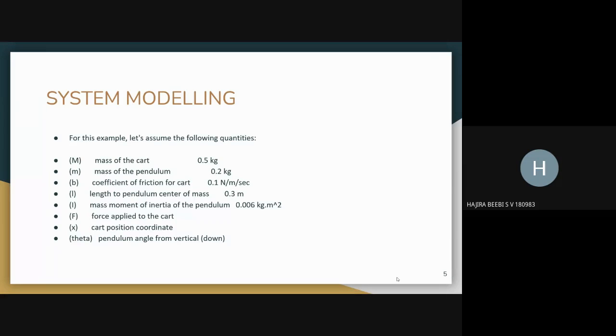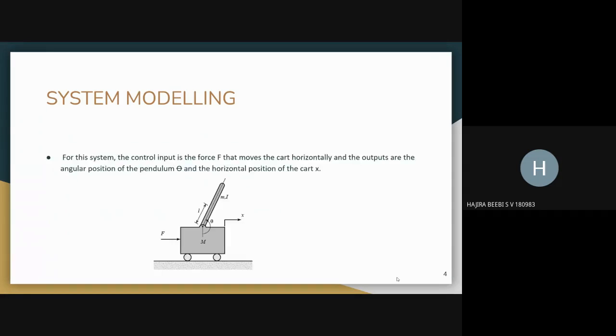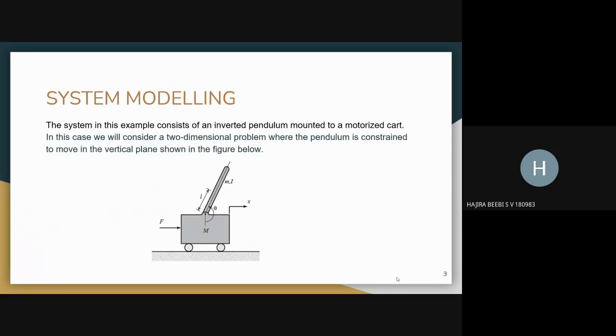The system in this example consists of an inverted pendulum mounted on a motorized cart. In this case, we will consider a two-dimensional problem where the pendulum is constrained to move in the vertical plane, as shown in the figure.